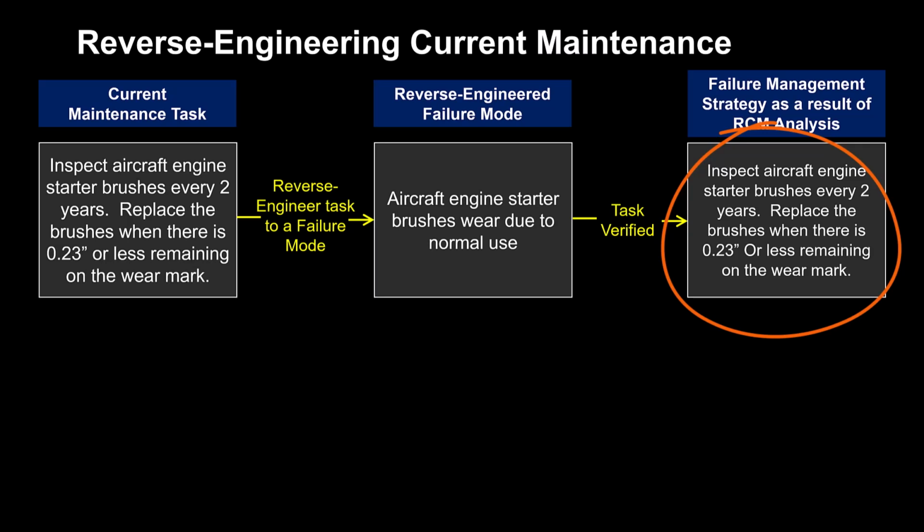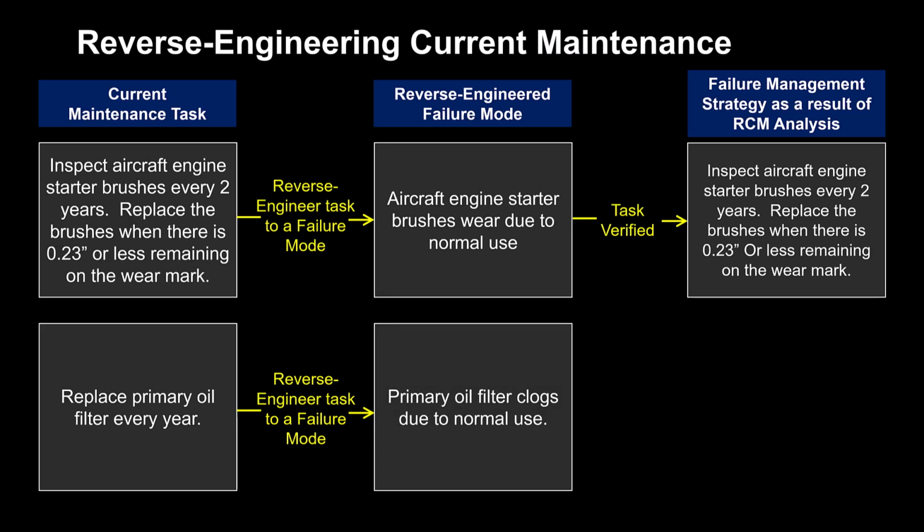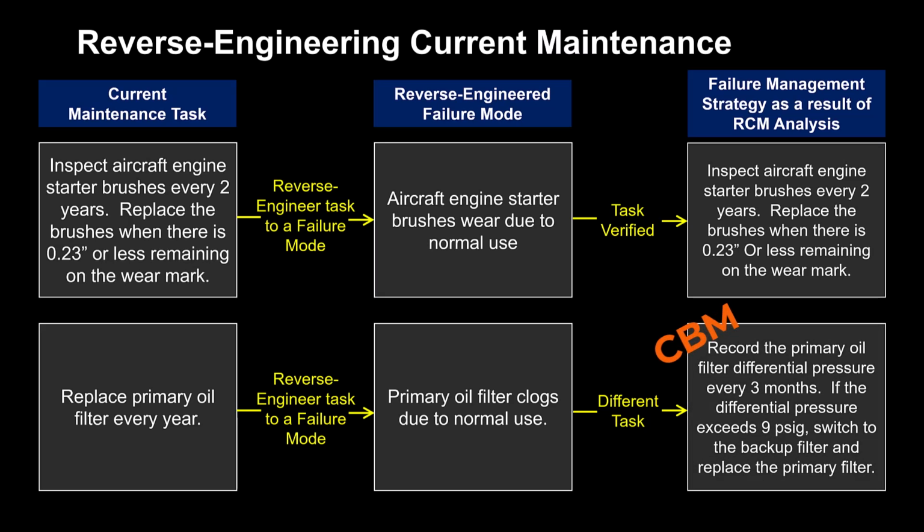Let's look at another example. The current proactive task is replace the primary oil filter every year. The facilitator leads the working group in reverse engineering the task to identify the failure mode it is intended to manage. Together, they identify that the failure mode is primary oil filter clogs due to normal use. Later in the analysis, the RCM working group analyzes the failure mode and recommends a different task. They recommend a condition-based maintenance task instead of a preventive task.